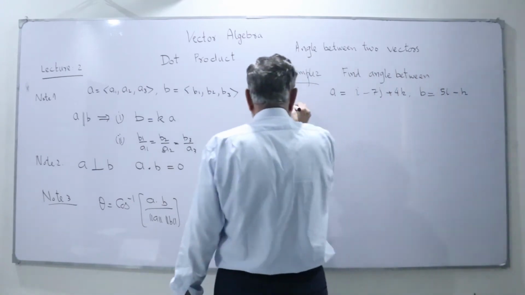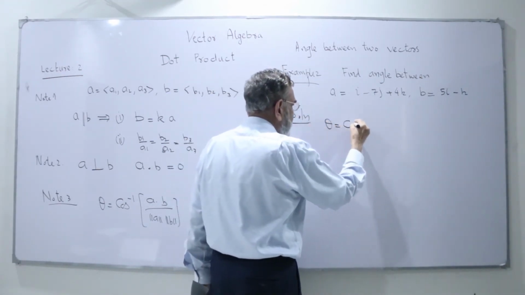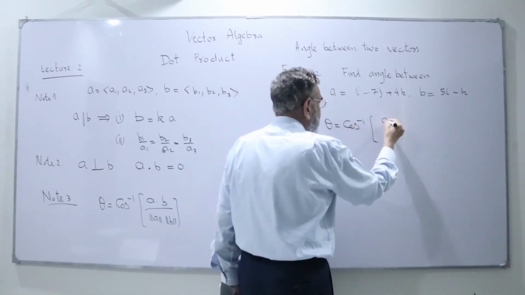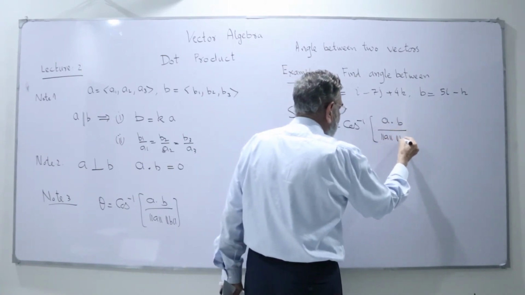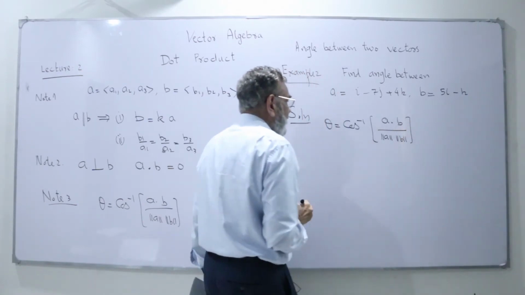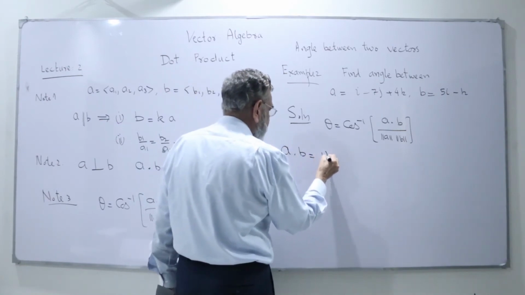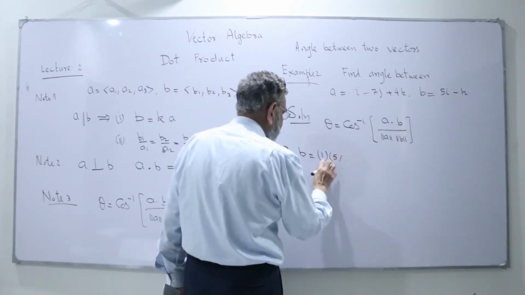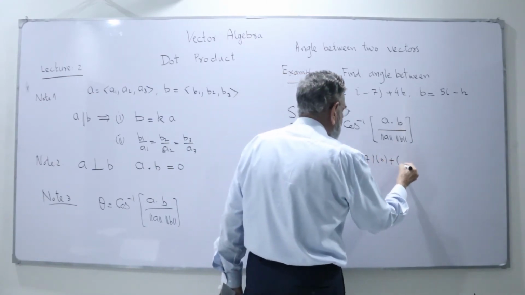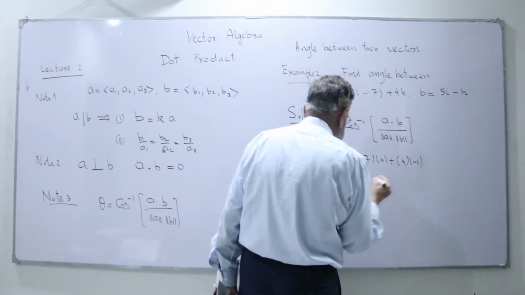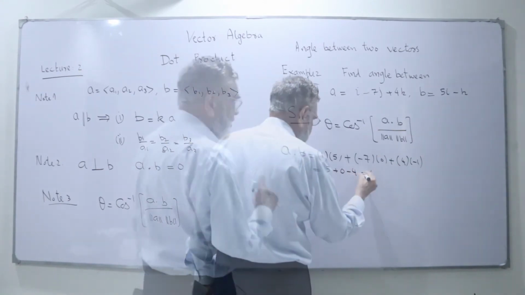For the solution, I apply the formula theta is equal to cosine inverse of A dot B over the magnitude of A into the magnitude of B. Find these values and substitute. I find A dot B using A dot B is equal to A1 B1, that's 1 into 5, plus A2 B2, minus 7 into 0, plus A3 B3, 4 into minus 1. We get 5 plus 0 minus 4. That's my A dot B.